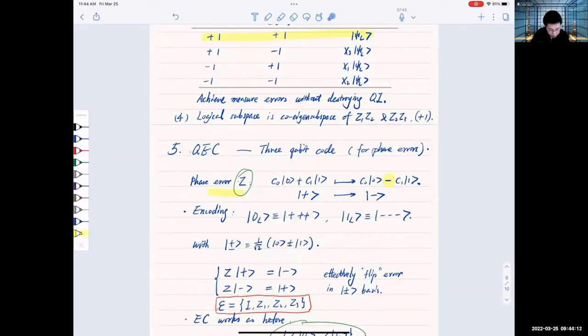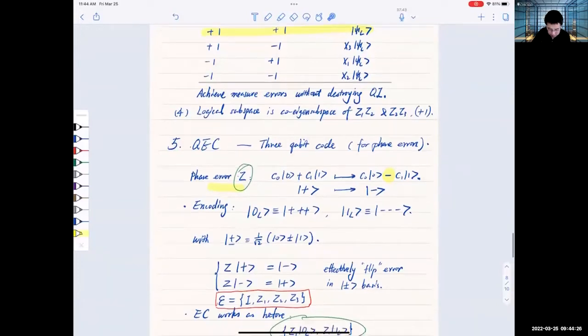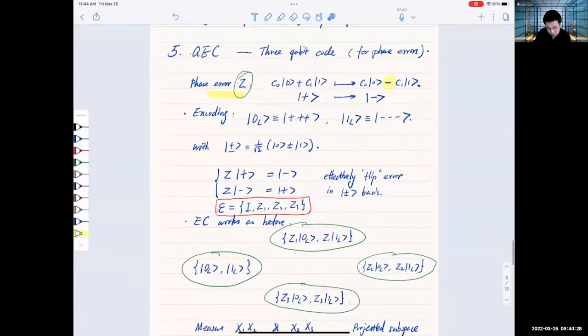So now the error correction is actually similar to what we have for the bit flip, but the only difference is that now it's a dephasing error rather than a bit flip, and we're actually using the plus or minus basis rather than the 0 or 1 basis for the bit flip. So the error correction works as follows.